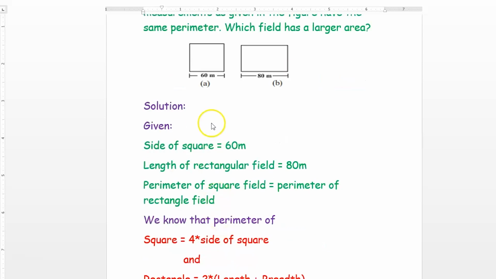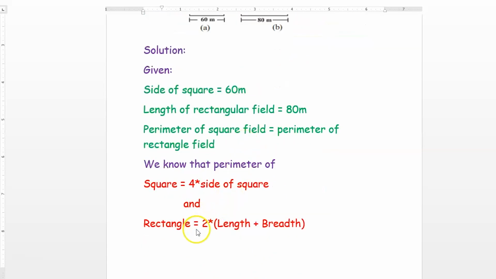We need to know that the perimeter of the square is the addition of all four sides. Since a square has the same side length, we can write the formula as perimeter of square equals 4 into side of the square. And the perimeter of a rectangle is the addition of all the sides: length plus breadth plus length plus breadth. So we can write the perimeter of the rectangle as 2 into length plus breadth.